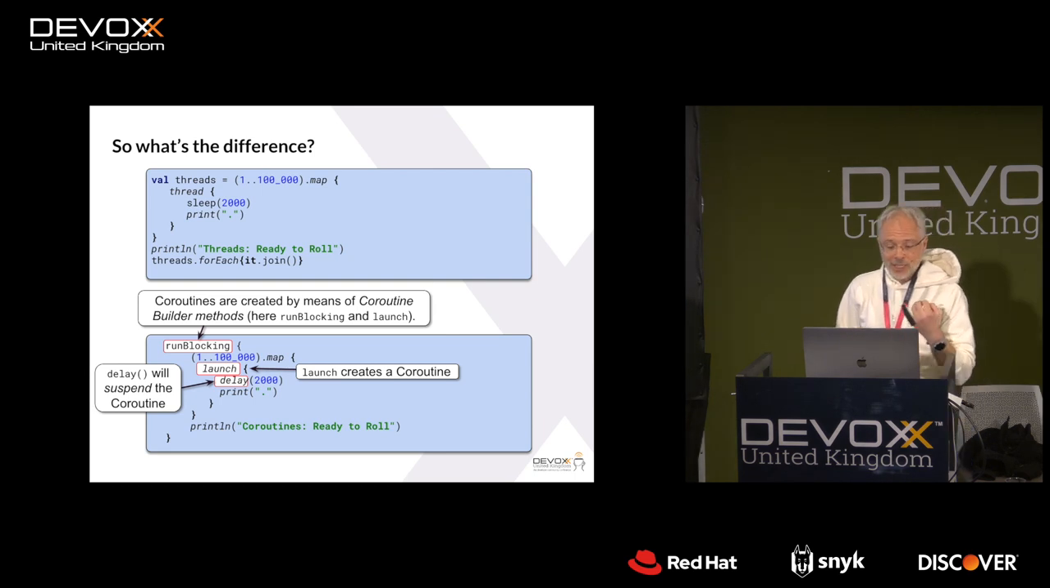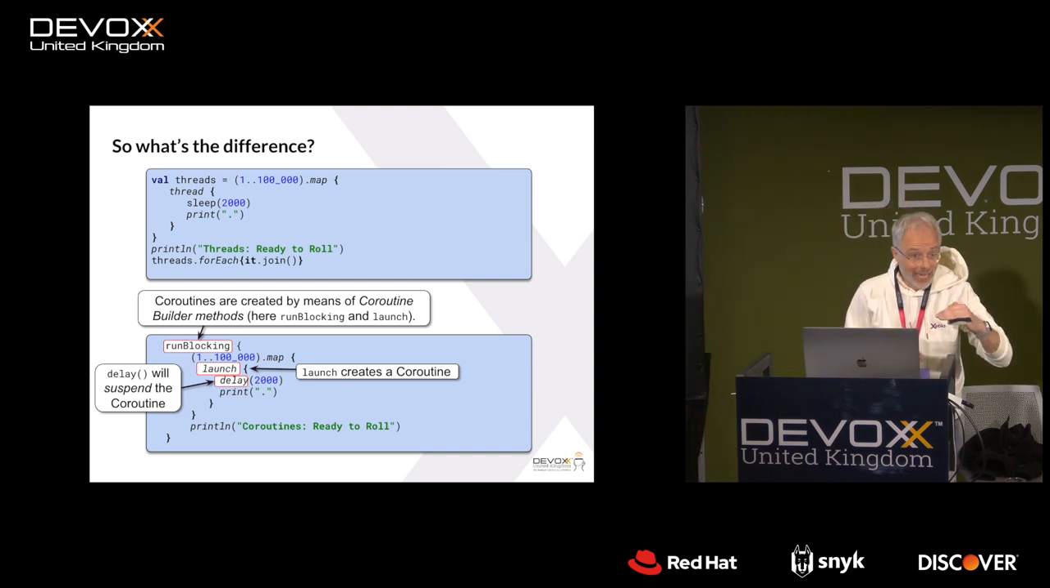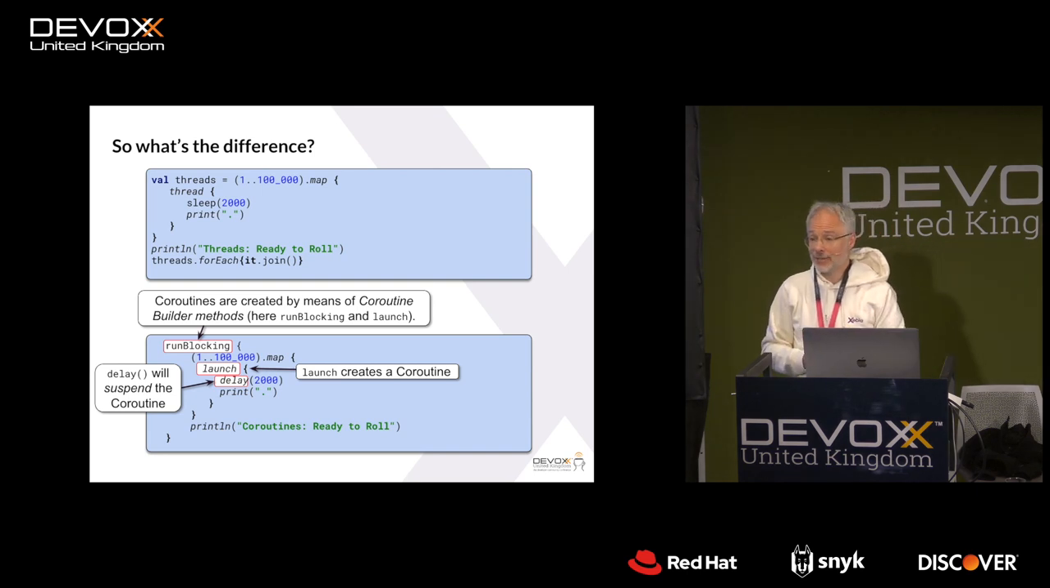Delay is actually one of the beautiful things of coroutines. This is a suspend method. And instead of blocking a coroutine, it simply suspends itself for 2 seconds and then will be resumed once 2 seconds have passed. So let's try out the snippets and see how they perform.